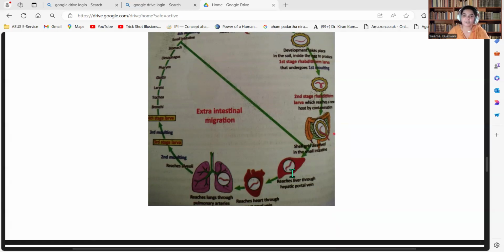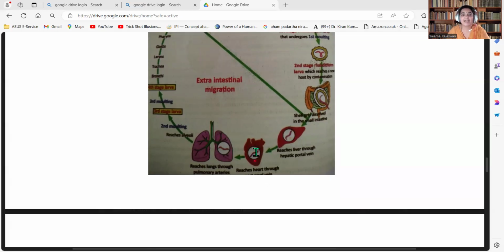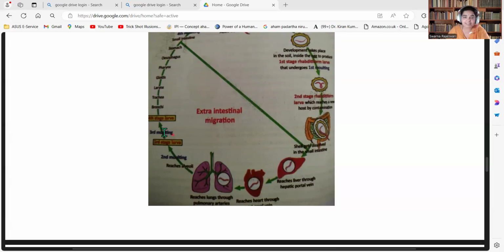So first it is entering into the liver of that person. From the intestine, it is entering into the liver through the hepatic portal vein. And from the liver, it is entering into the heart through the post-caval vein, and from the heart it is entering into the lungs. In the lungs it is going into the alveoli. In the alveoli it is staying and undergoing second molting and developing into the third stage larva, and it undergoes the third molting and develops into the fourth stage larva.